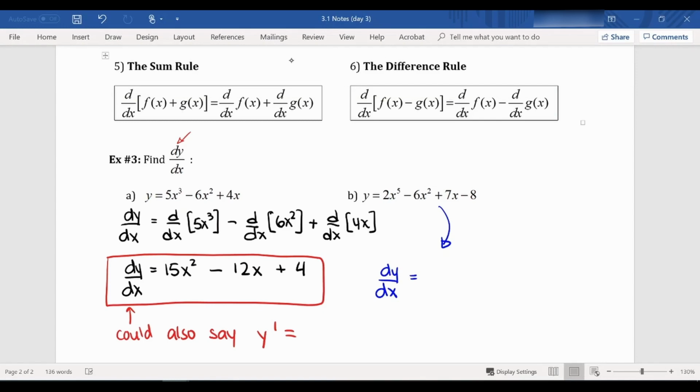First term, I bring the 5 down. I'd get 10x to the power of 4. Bring the 5 down and reduce my exponent. Minus 12x to the power of 1 plus 7. And remember, the derivative of a constant is 0. So the 8 you're not going to use. Derivative of a constant is 0. Okay.